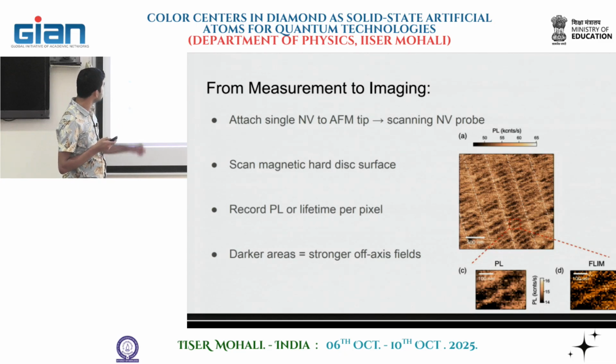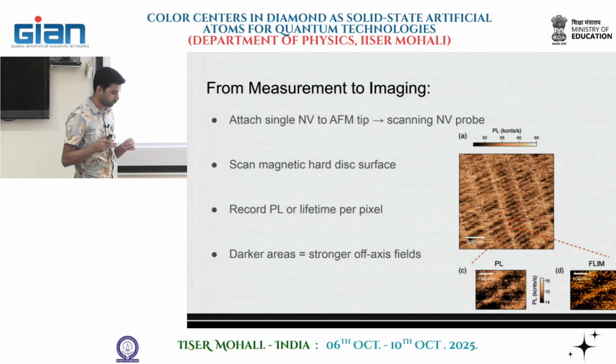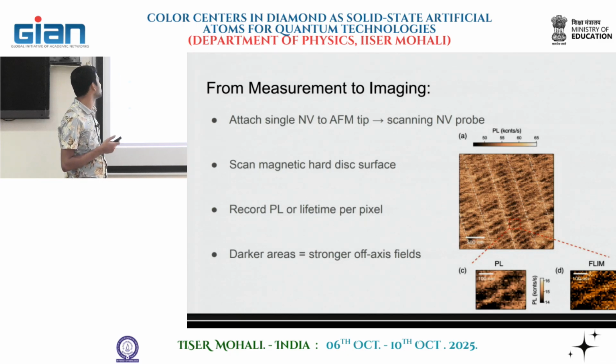So how are we measuring this qualitative magnetic field? We are first attaching a nitrogen vacancy center to the AFM tip, which is the atomic force microscope tip, and we are scanning across the sample, or the hard disk surface. We are scanning it across the hard disk surface.